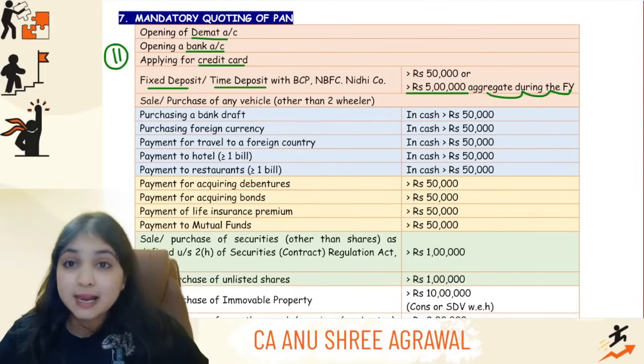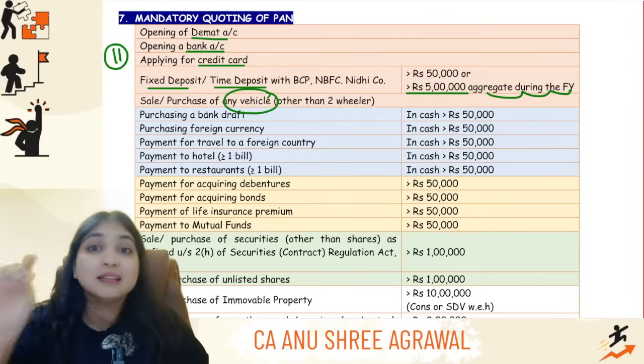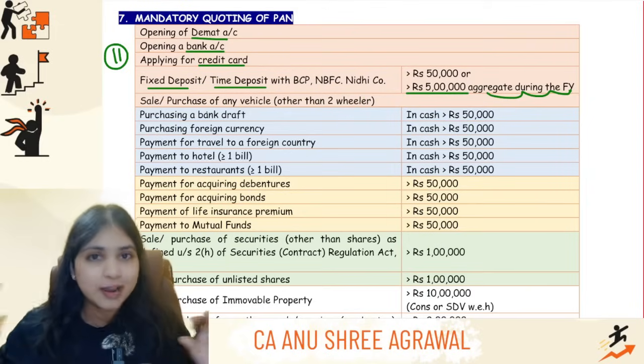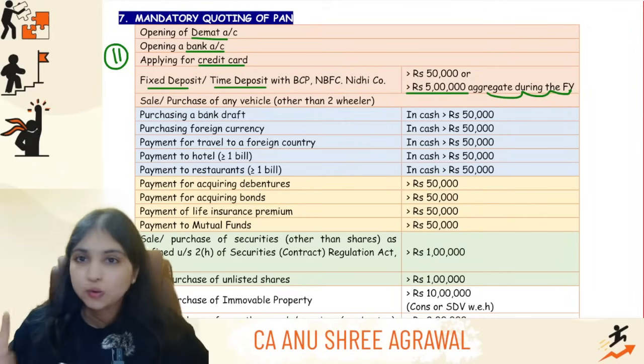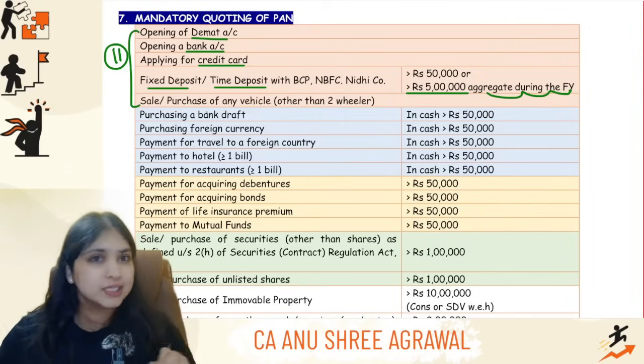Then if you want to sell or purchase any vehicle other than a two-wheeler, for a two-wheeler you don't have to quote your PAN. Other than a two-wheeler, any other vehicle you want to buy or sell, you will have to quote your PAN. First 5 points clear.